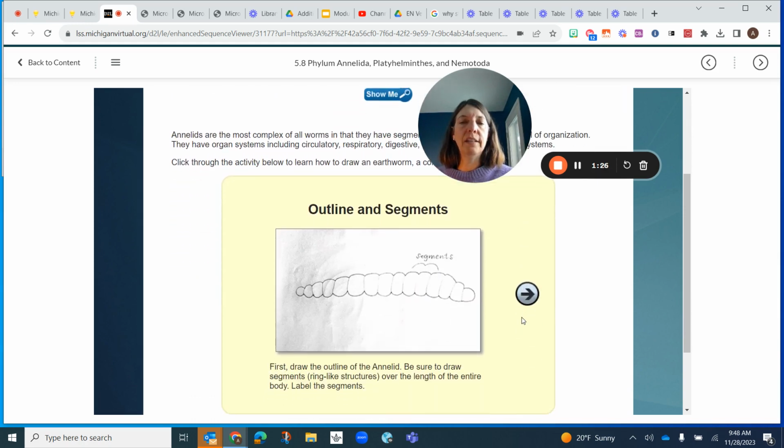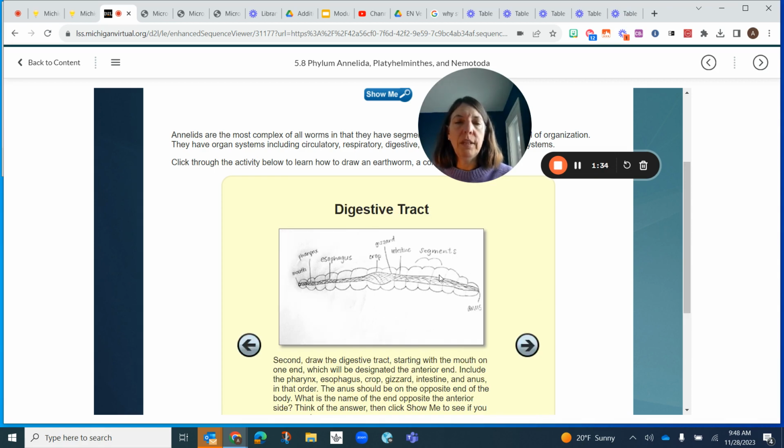So drawing the Annelida, we're starting out with the segments. So it's like an earthworm example. Then within the earthworm, we're going to draw the inside part, the digestive tract: mouth, pharynx, esophagus, crop, where it breaks it down, gizzard, intestine, and anus.